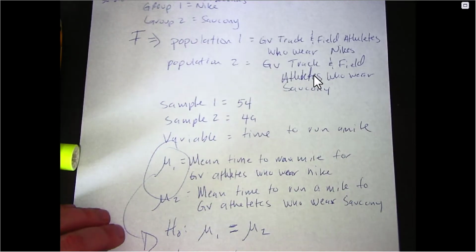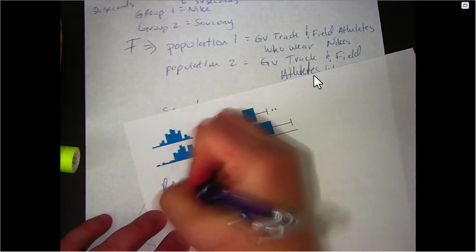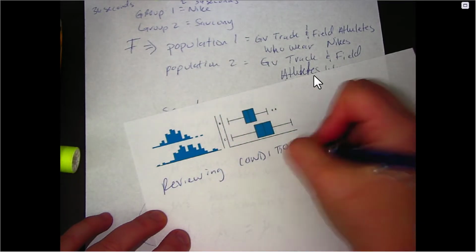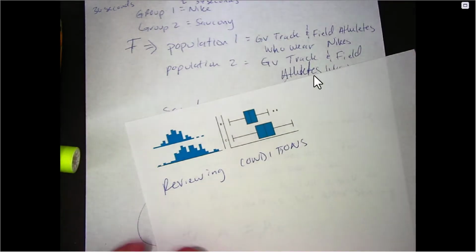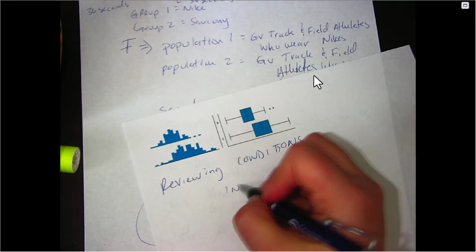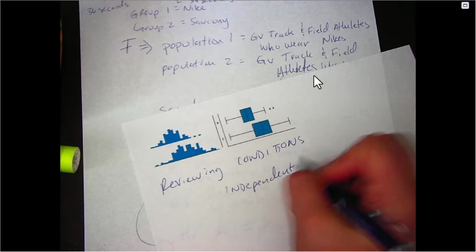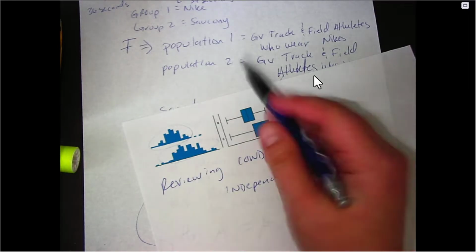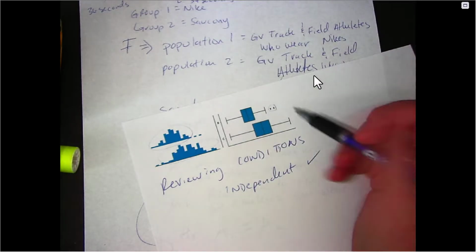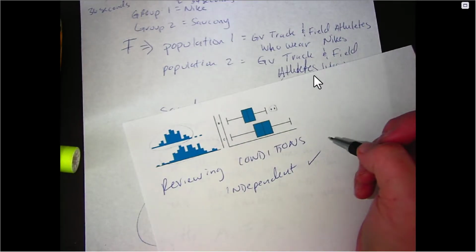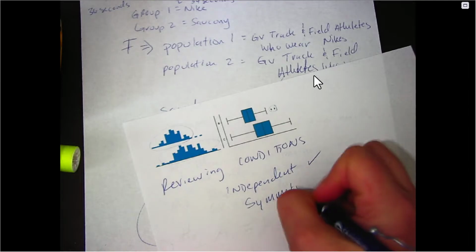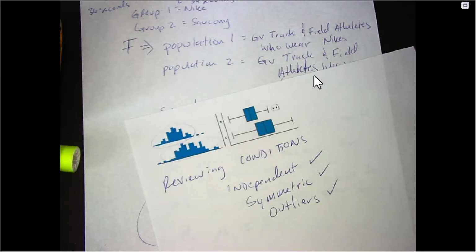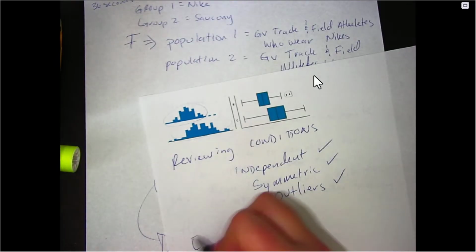The R would be reviewing conditions. Now, I already know one of my conditions is met because I would not expect the time for one group to affect the other group, so we can say that they are independent. And then you can see that they're fairly symmetric. There are a couple of outliers, but the sample size is large enough that I'm not worried about those, especially because they're not extreme. So we would say symmetric, check, outliers, check. And that would just be in the context of our sample size.